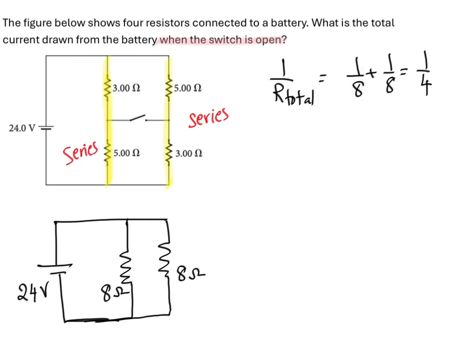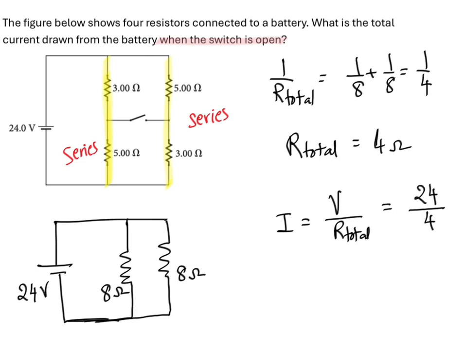Apply the parallel resistance formula. Do not forget to flip. So R total, you get it as 4 ohm. Then the current will be V over R total. Substitute the numbers, we get the answer for current as 6 ampere. That's the current which will be drawn from the battery.